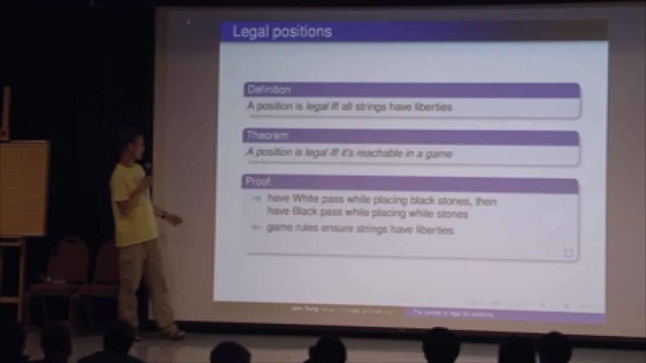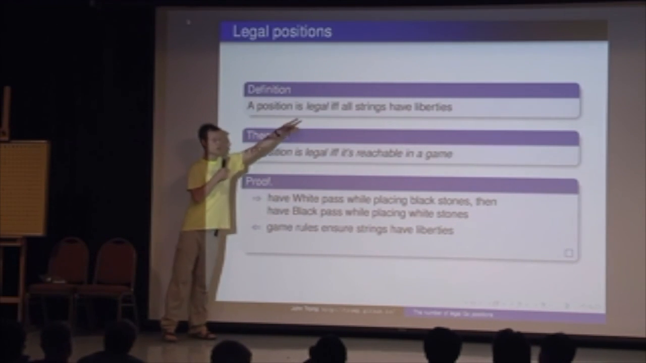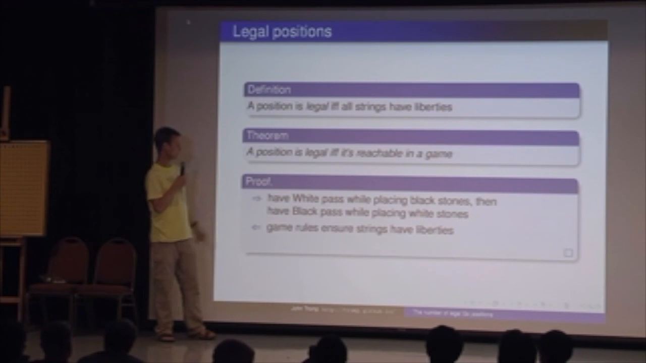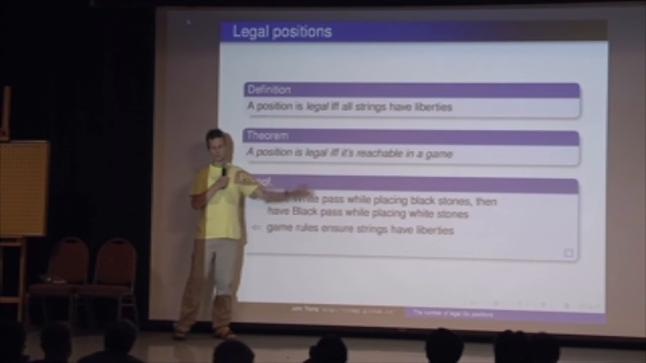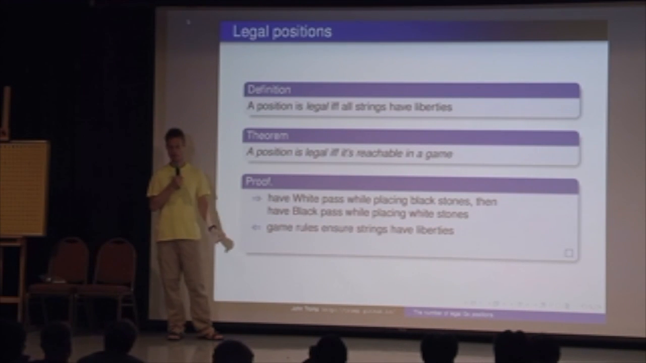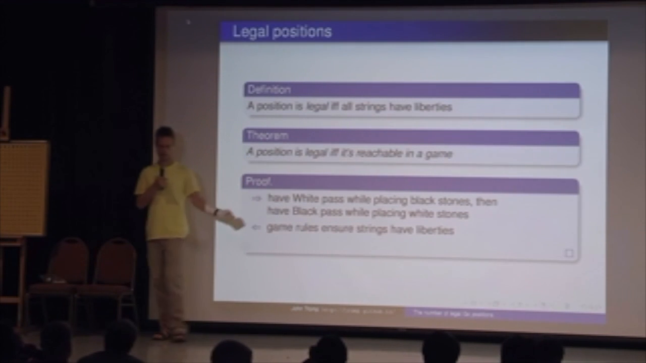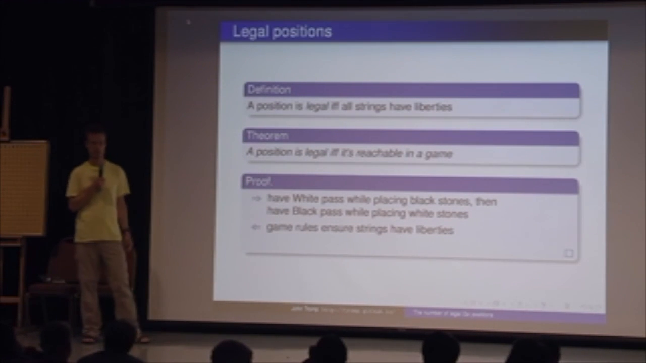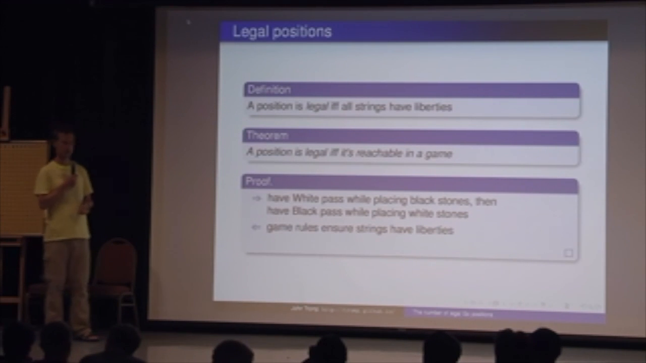Why is that the case? Well, if a position satisfies this definition, all strings have liberties, that means we can just reach it by playing all the black stones down one by one, with white passing in between. And then white can place all his stones with black passing in between. So because the rules allow passing, we can put any legal position on the board in a game.